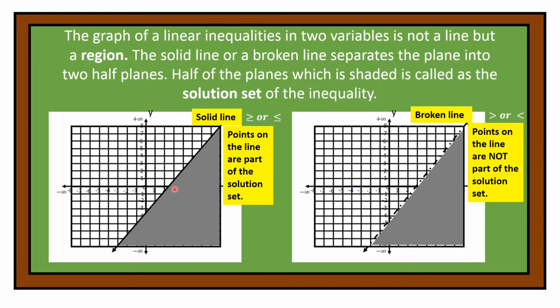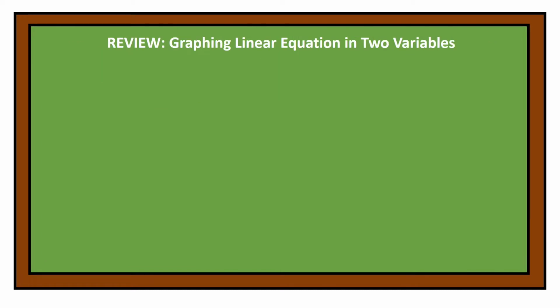Okay, since meron tayong dalawang line, nakabuo tayo ng half plane. So, ang tawag dito ay half plane. So, merong isa na walang shade at meron namang isa na may shaded. So, yung shaded part na half plane, yan yung tinatawag nating solution set. Lahat ng points dito sa ating shaded region, yan yung solution set.